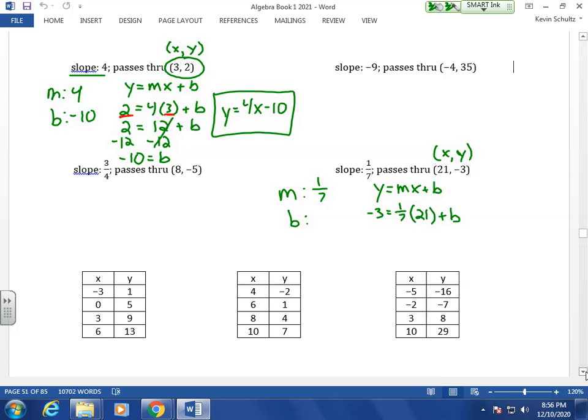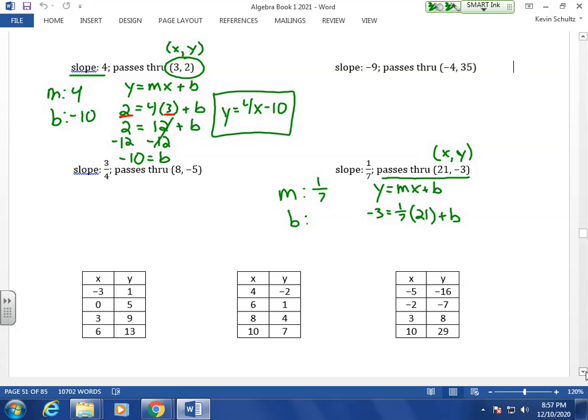Take a minute and just let that sink in, right? Where'd the 1/7 come from? Oh, it was given to us. That's our slope. That's our m. Where'd the negative 3 and 21 come from? Oh, that's an ordered pair that the line passes through. Just make sure you put them in the correct spot.